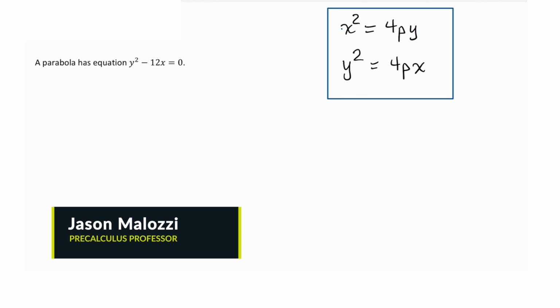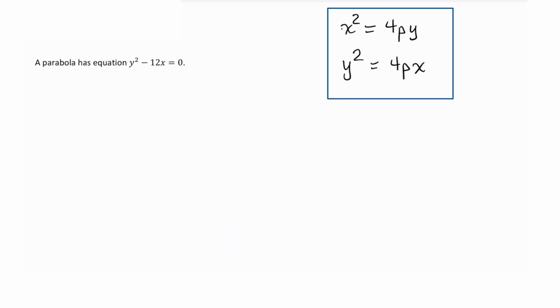What we're going to do in this video is take the equation of a parabola, y squared minus 12x equals 0. We're going to write it in standard form and then use the standard form to identify all of the key characteristics of the parabola, and then we're going to get a sketch of the parabola.